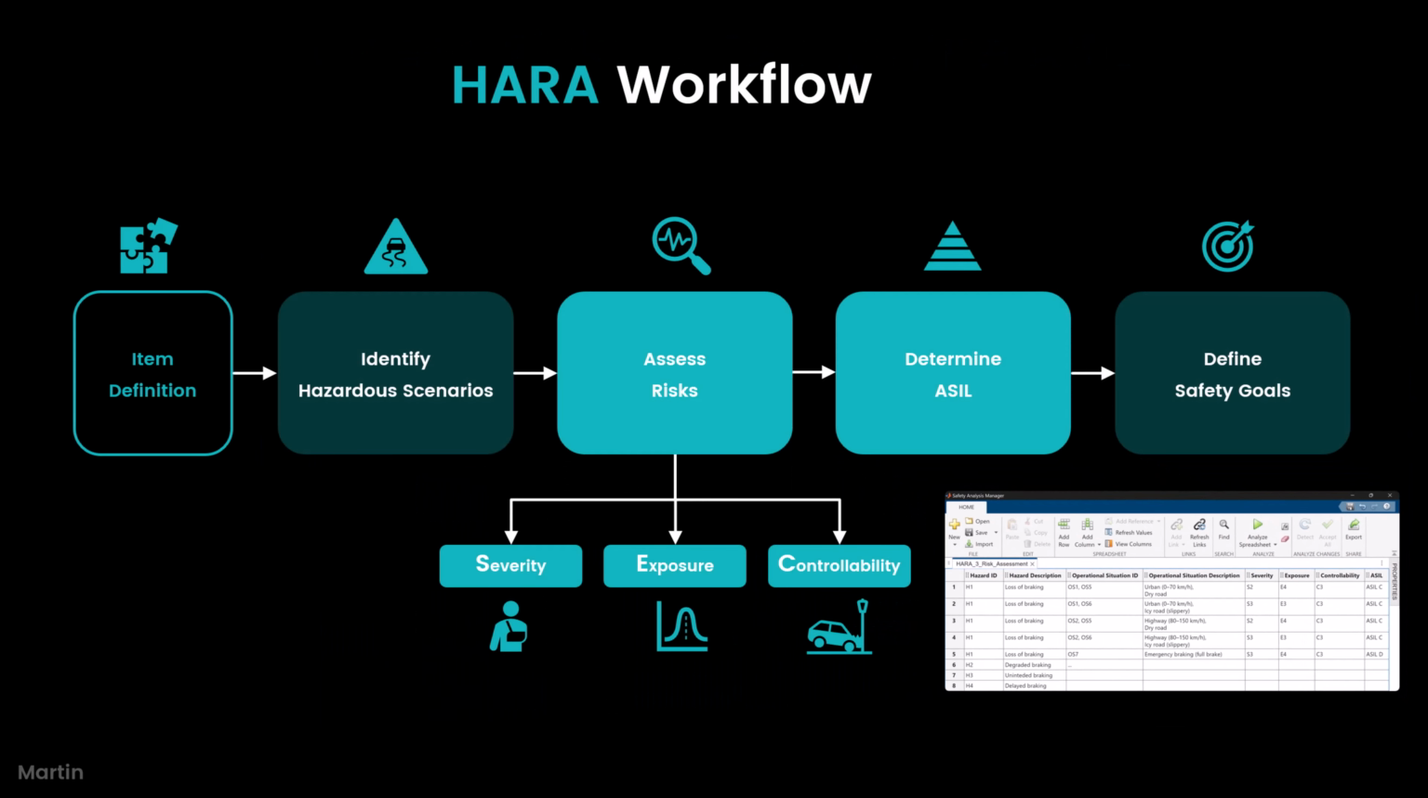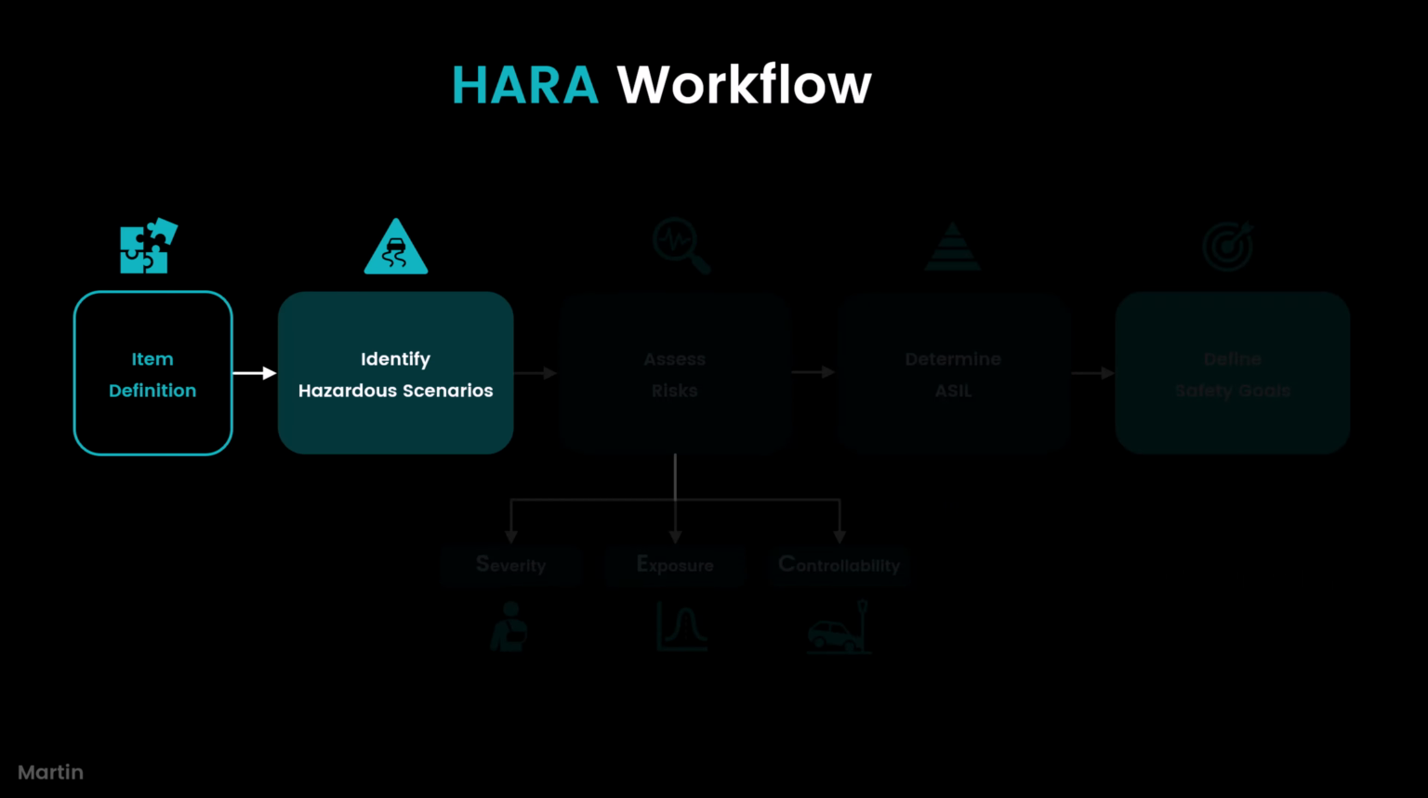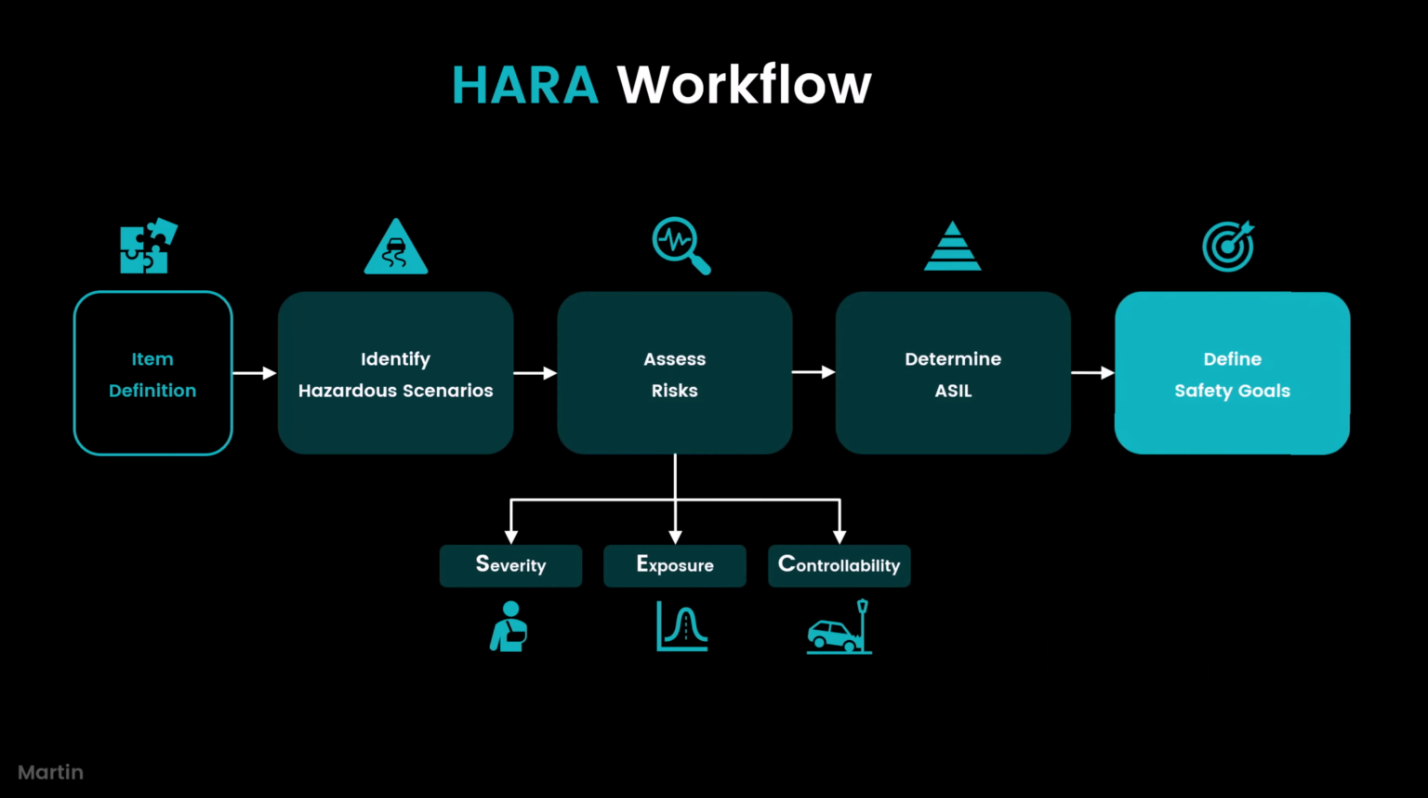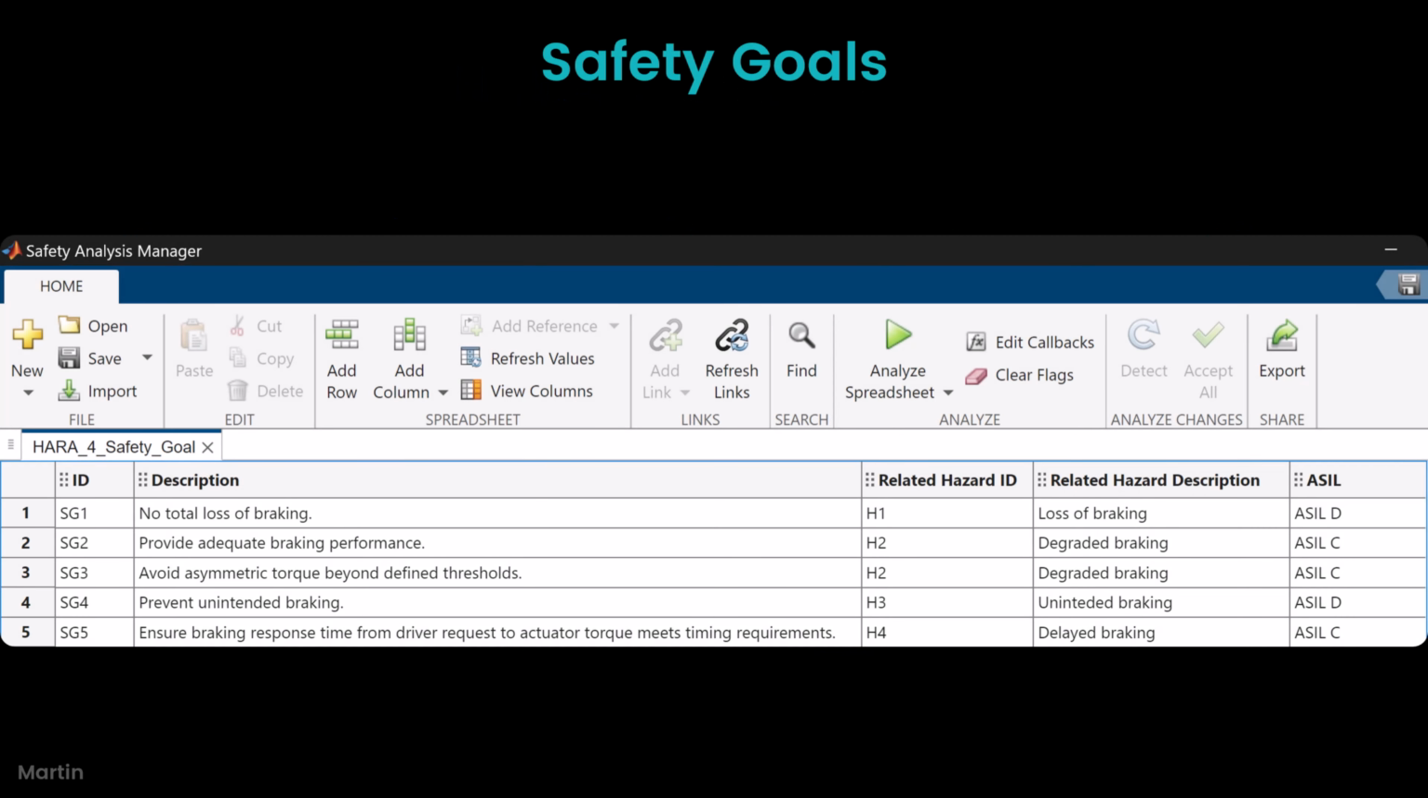We have now walked through assessing risks and determining ASIL. Next, let's move on to defining safety goals. In the HARA process defined by ISO 26262, safety goals are derived as the top-level safety requirements.